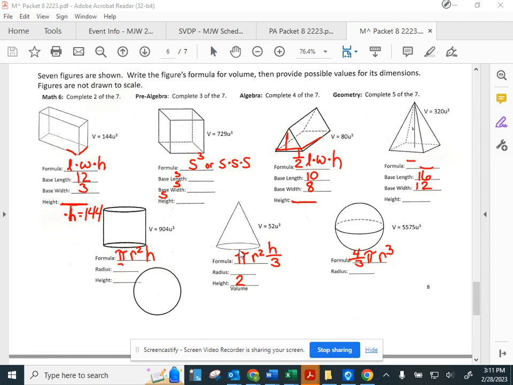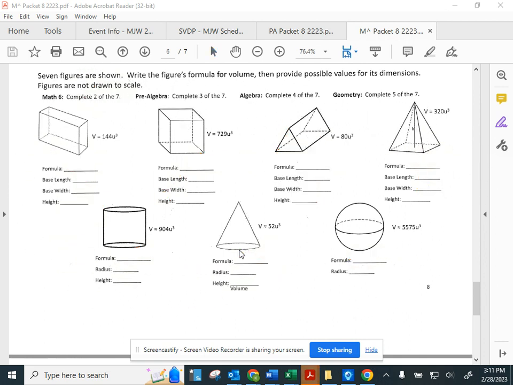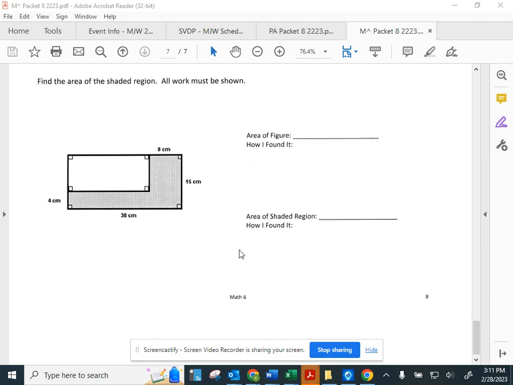Let's look at our next page. This one is our area page. First thing we have to do is the area of the whole figure. So side times the width times the length. So 15 times 30 will get us our full area.